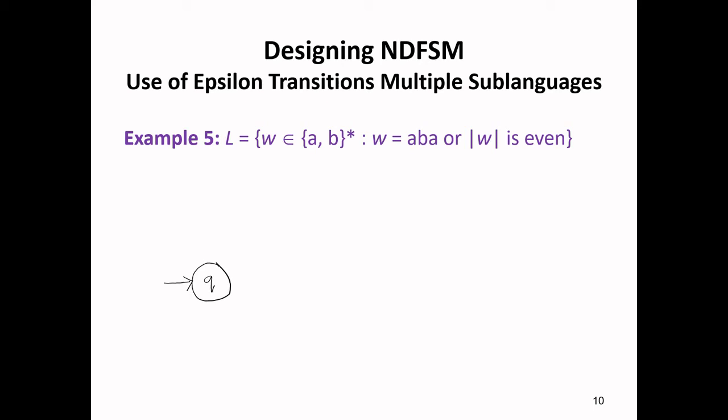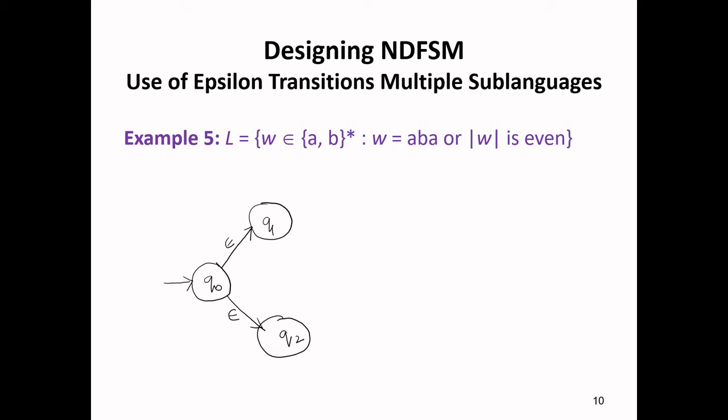This is your initial state Q0. Now we have two sub languages. So what I'll do is I will have two paths, Q1 and another path Q2, with epsilon transitions. So this divides the language into two sub languages without consuming any input symbol. That is, without any input symbol, Q0 has reached Q1, Q0 will reach Q2.